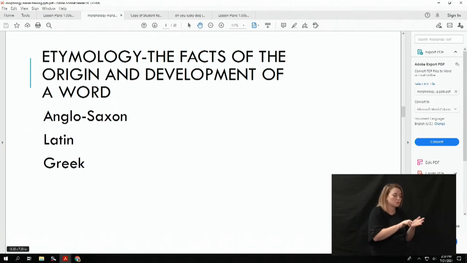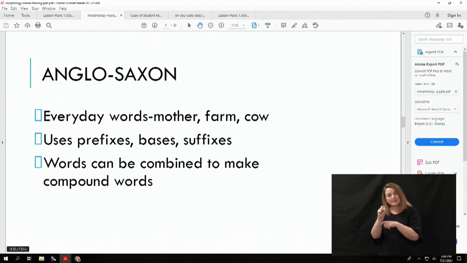Etymology is the facts of the origin and development of a word. This is really kind of fun. I taught morphology in fourth grade a couple years ago, and the kids really liked the study of morphology when we got into some Latin and putting prefixes and suffixes on words. They began to spell so much better, and there was a certain understanding of what words meant if they understood what the prefixes and suffixes and bases and roots meant as well.